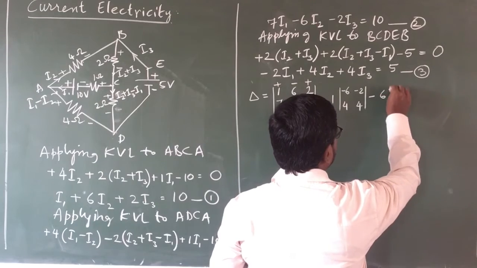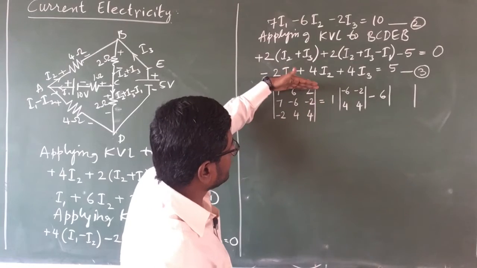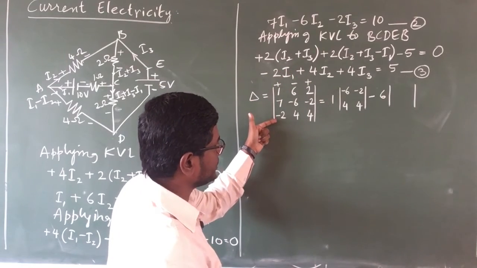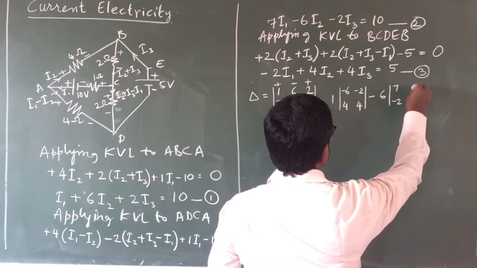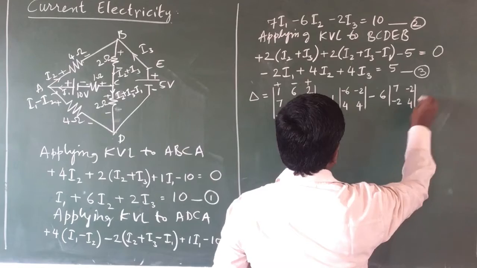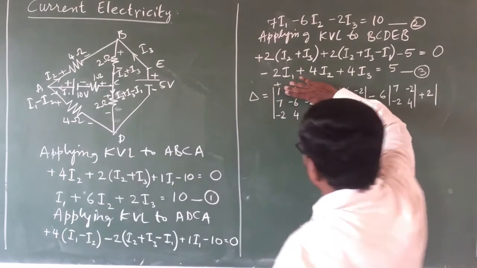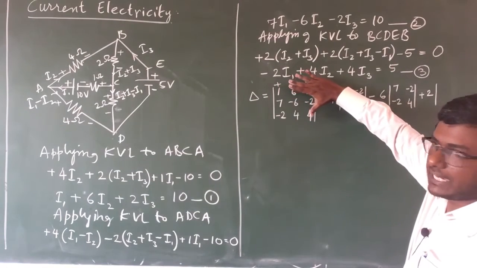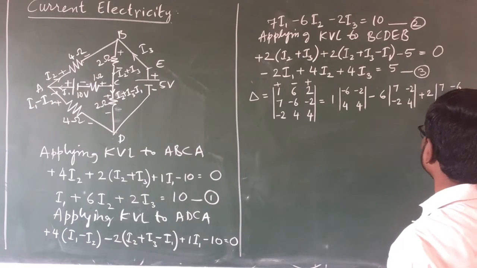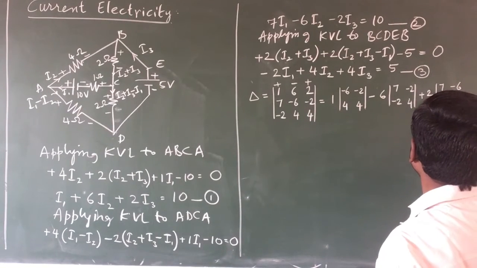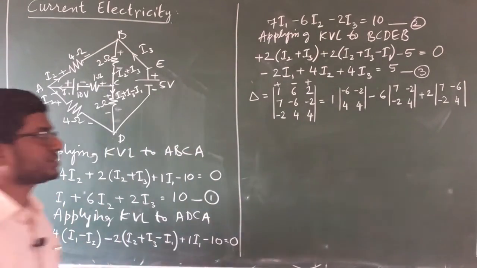Next thing it will be 6 multiplied by. So I am going to eliminate the central column and the top row. 7 minus 2 is left, minus 2 and 4 is left. So it will be 7 minus 2 and 4. Then the third term is plus 2 into, I will eliminate this thing. What I am left with is 7 minus 6, minus 2 and 4. So this will be 7 minus 6, minus 2 and 4. So that is my first step of simplification of determinants.